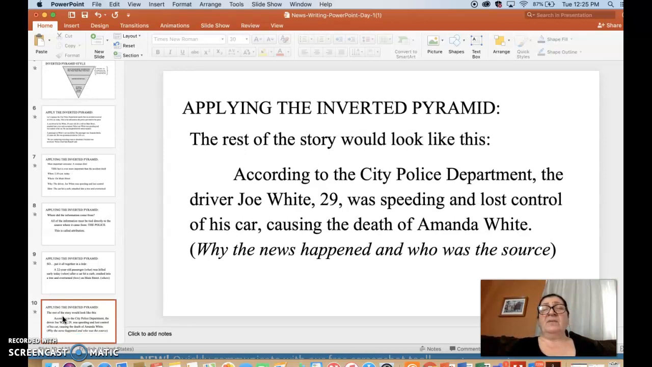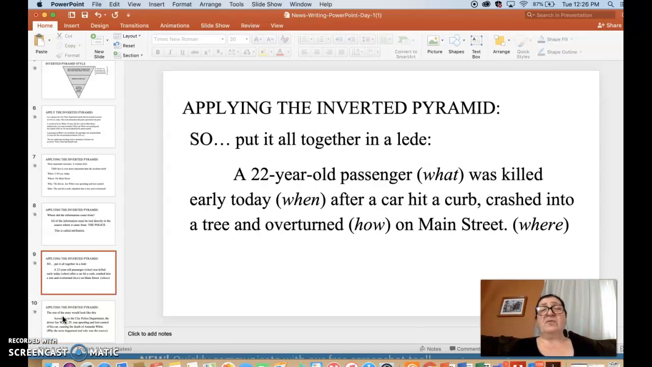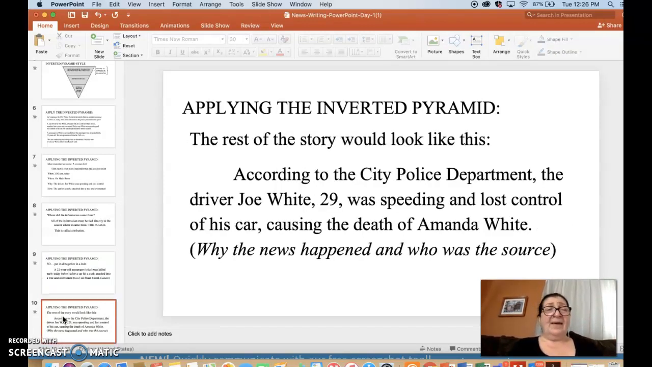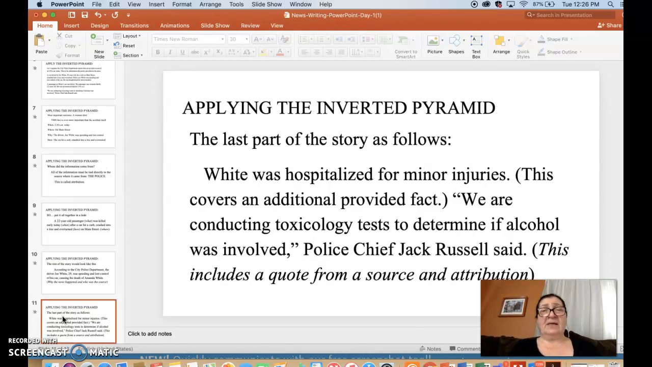So inverted pyramid style writing would look like this. According to the city police department, the driver, Joe White, 29, was speeding and lost control of his car, causing the death of Amanda White. So this is why it happened and who was the source. We mentioned the police as the source. So this would be our second paragraph. We said the first paragraph would be called a lead that includes who, what, when, where, why. And the second paragraph gives more detail.